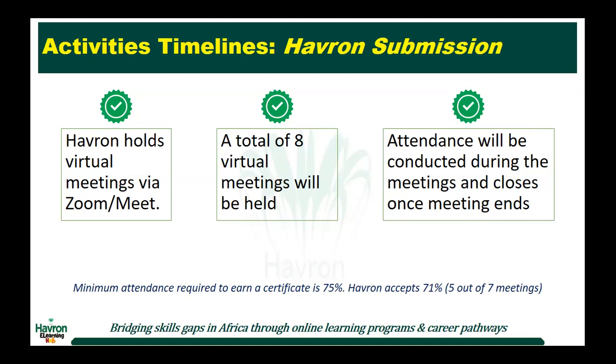So now, minimum attendance required to earn a certificate is 75%, and like I said, Havron accepts 71%. You can make up to 71, that is 5 out of 7 meetings. You are good to go. So if you earn a certificate, you can expect your certificate to be delivered to you.